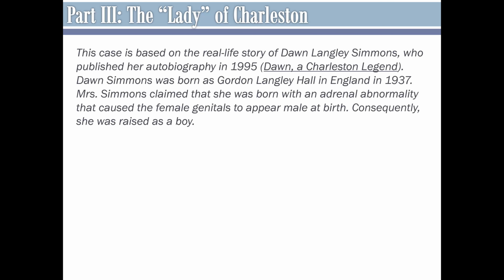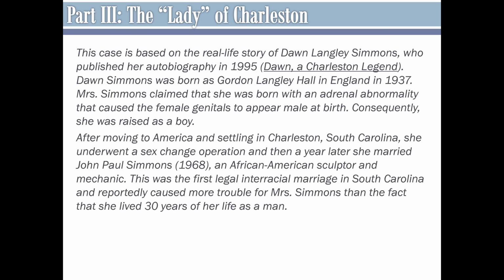Mrs. Simmons claimed that she was born with an adrenal abnormality that caused the female genitals to appear male at birth. Consequently, she was raised as a boy. After moving to America and settling in Charleston, South Carolina, she underwent a sex change operation, and then a year later, she married John Paul Simmons in 1968, who was an African-American sculptor and mechanic. This was actually the first legal interracial marriage in South Carolina and reportedly caused more trouble for Mrs. Simmons than the fact that she lived 30 years of her life as a man.